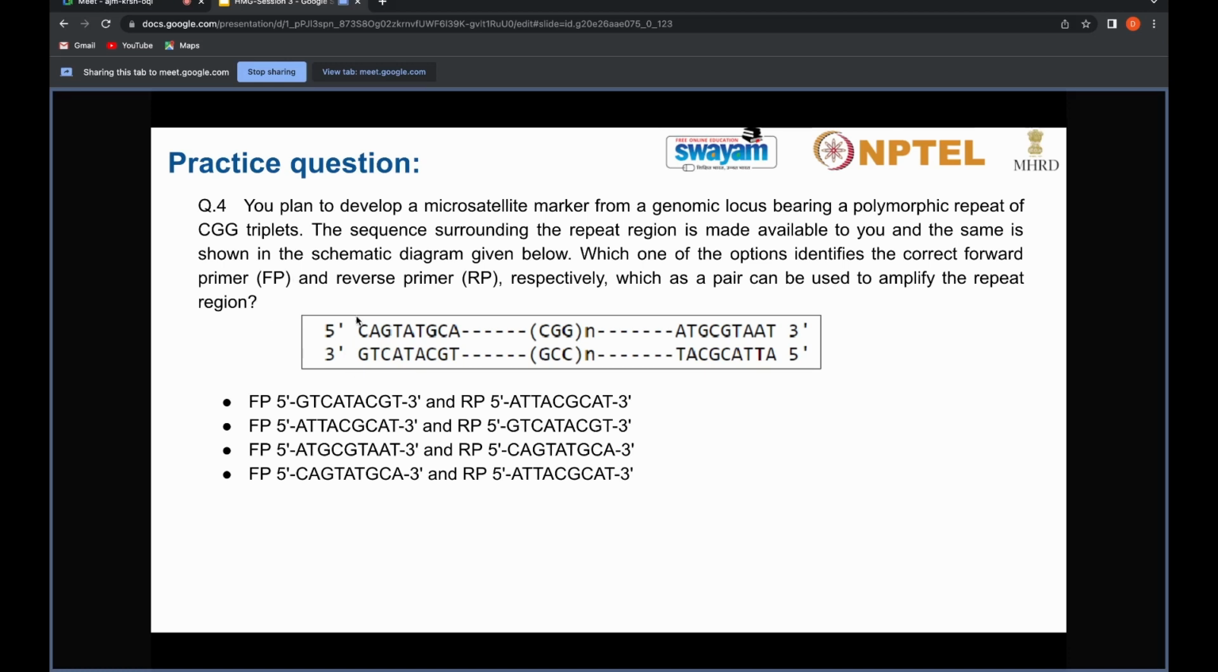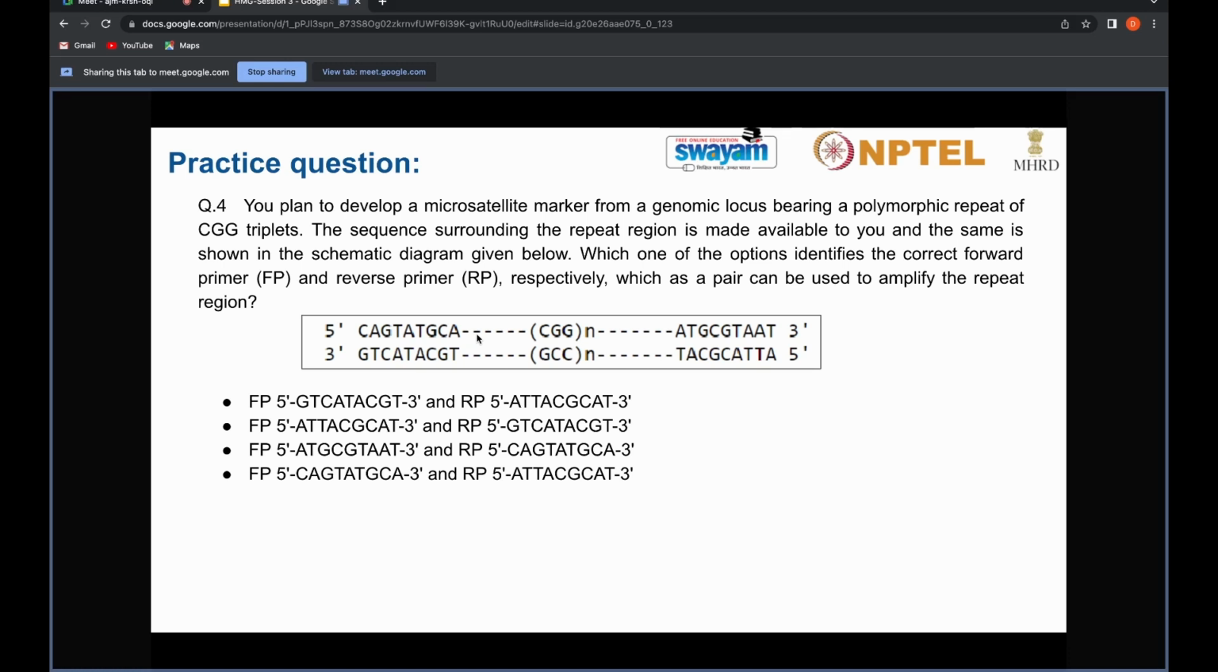So in this they have given you the sequence of DNA, and they have shown you these two trinucleotide repeats which they want to expand or amplify using PCR. So you have to tell what forward primer and reverse primer should be used. And do you know the regions that are present before this repeat and after this repeat?